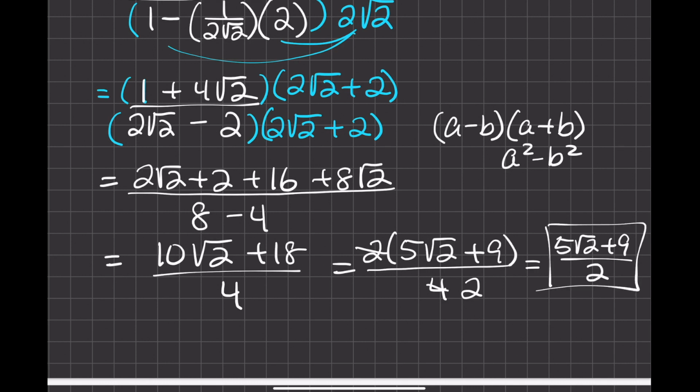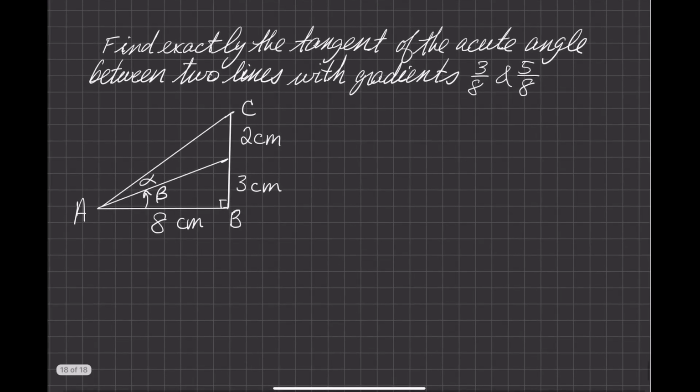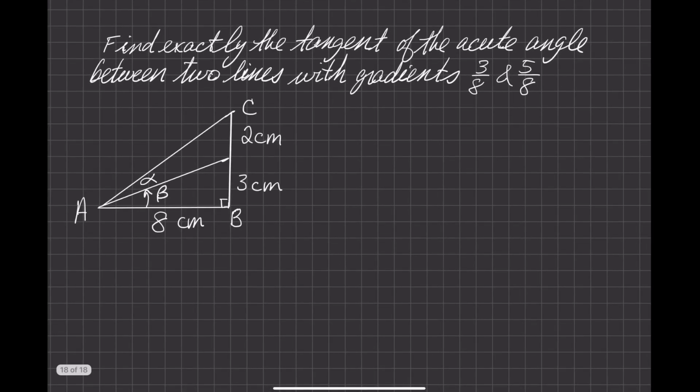Bam! Okay, now for our last example, we've got possibly for you a pretty unique question and a little bit challenging, I would say. We're going to be taking a look at this problem that says, find exactly the tangent of the acute angle between 2 lines with gradients of 3/8 and 5/8.